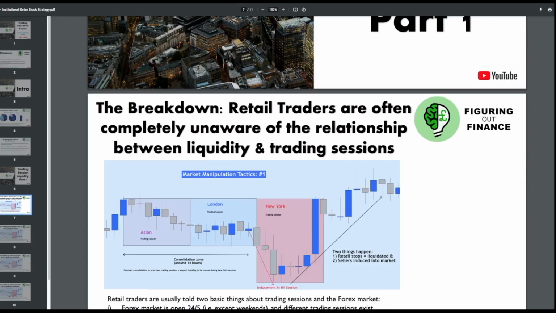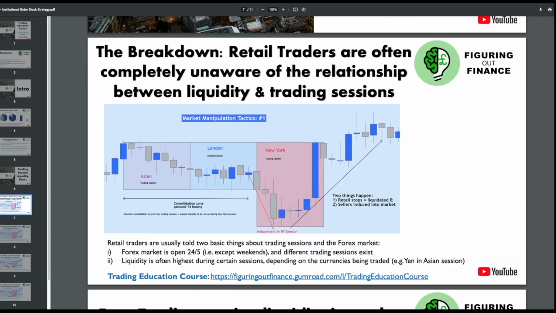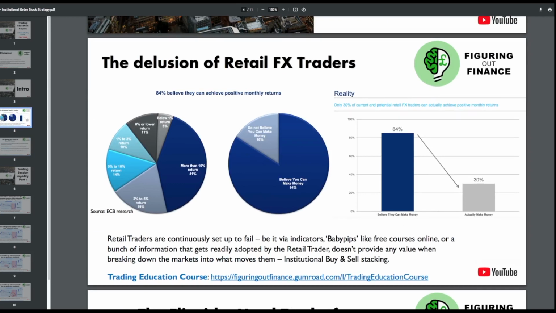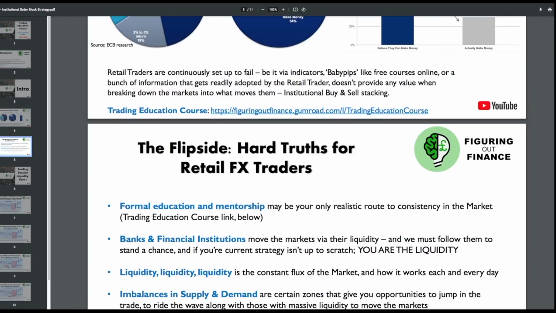Retail traders, in my view, are consistently set up to fail, and that's just the way it is. In fact, if we have a look at this chart very quickly, we can see the delusion of FX traders right here on the right. We can see 84% of retail traders thought they could make money and only 30% do, and quite a lot of people in that 30% bracket don't even make significant money and end up quitting at the end of the first year.